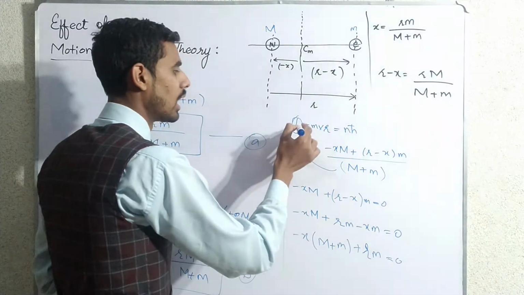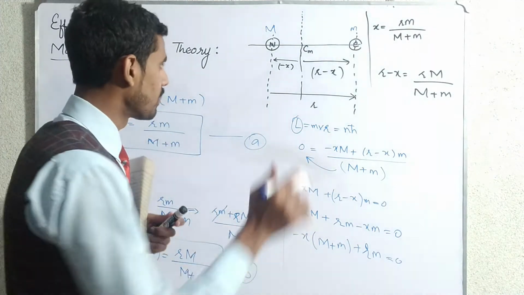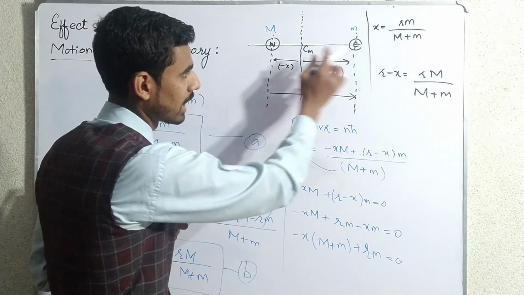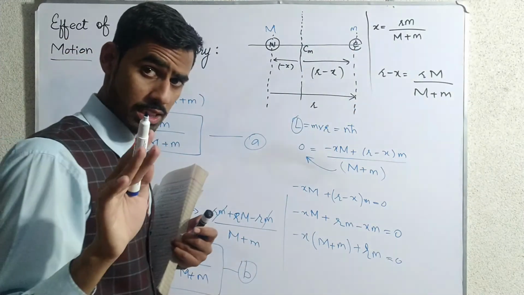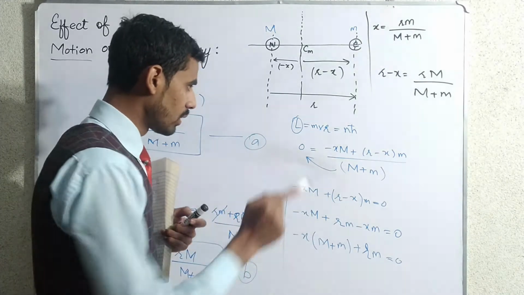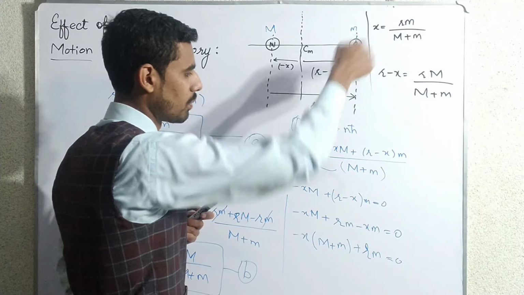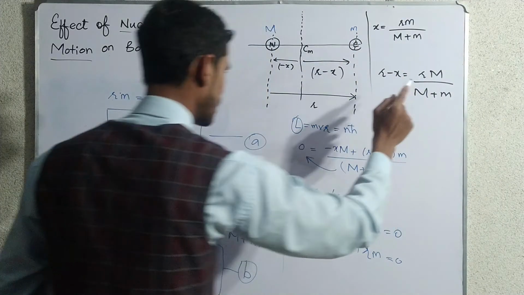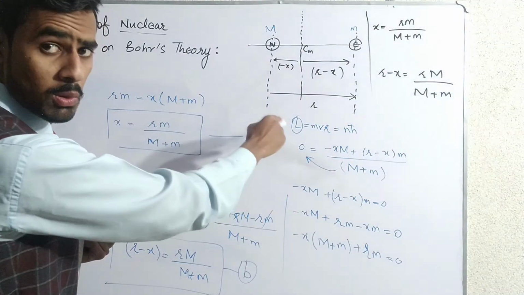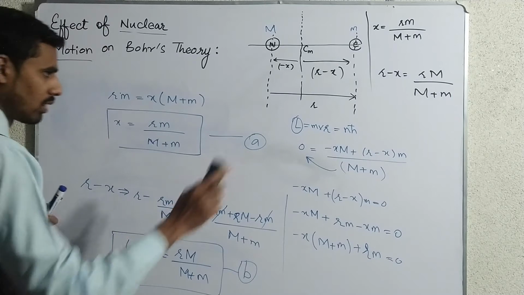We have to find out the total angular momentum, which will be the component part of the angular momentum of the nucleus and the angular momentum of the electron. To find these, we have to put in the values from these equations. So we have found the value of x and R minus x first to find the total angular momentum. So I'm going to erase all of this.